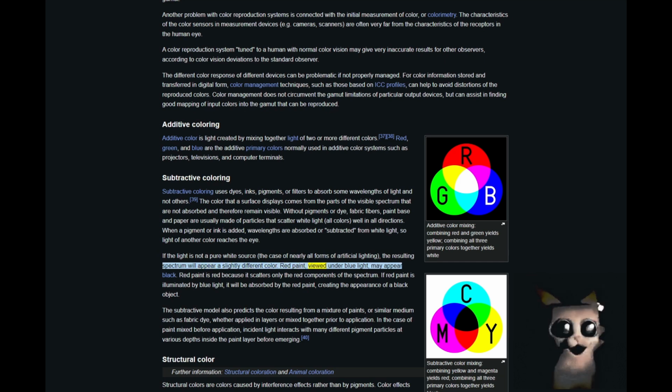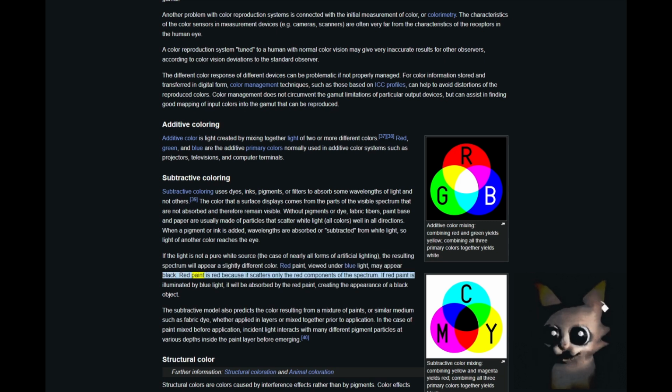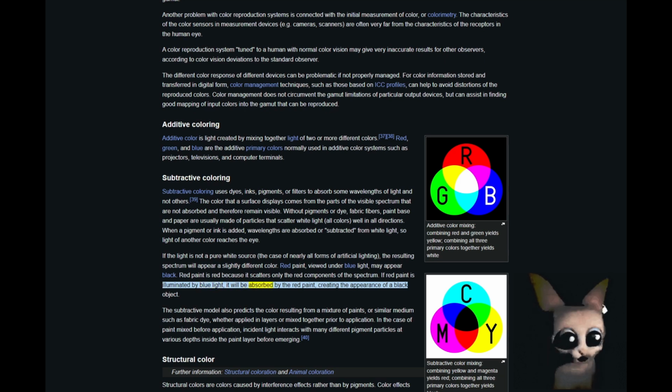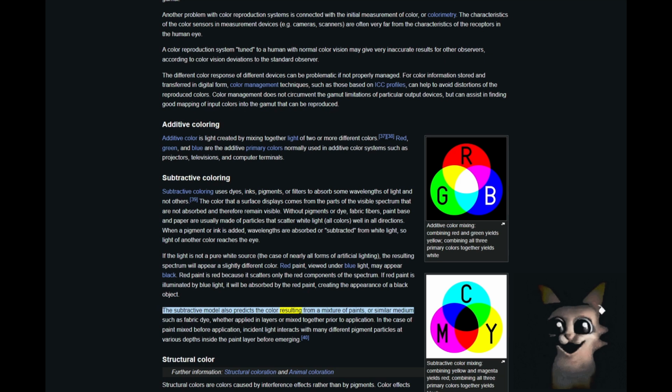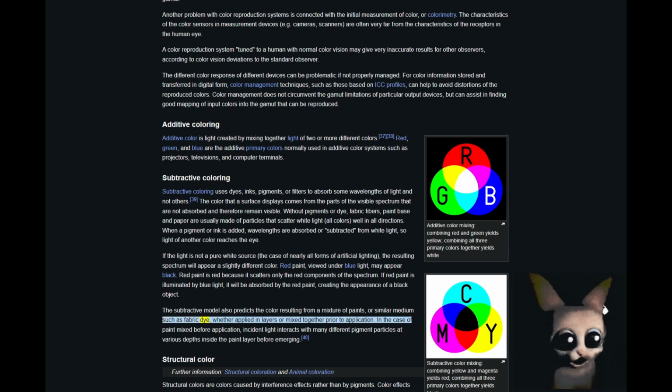Red paint, viewed under blue light, may appear black. Red paint is red because it scatters only the red components of the spectrum. If red paint is illuminated by blue light, it will be absorbed by the red paint, creating the appearance of a black object. The subtractive model also predicts the color resulting from a mixture of paints, or similar medium such as fabric dye, whether applied in layers or mixed together prior to application.